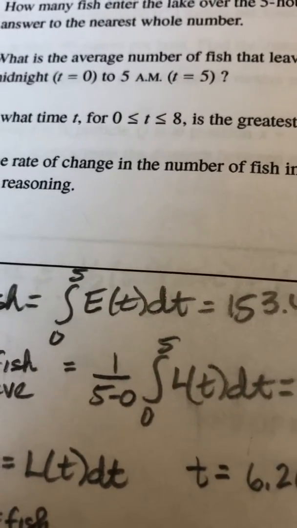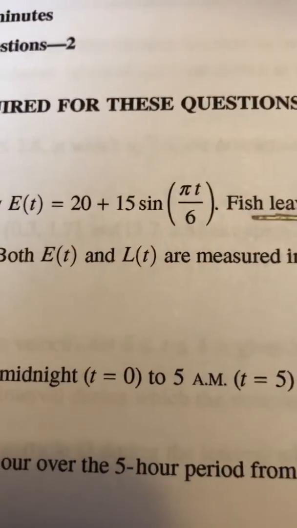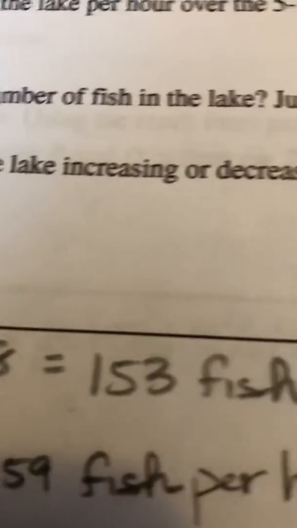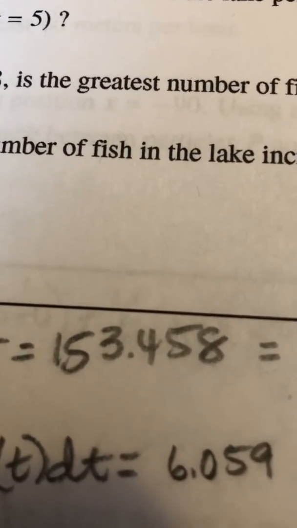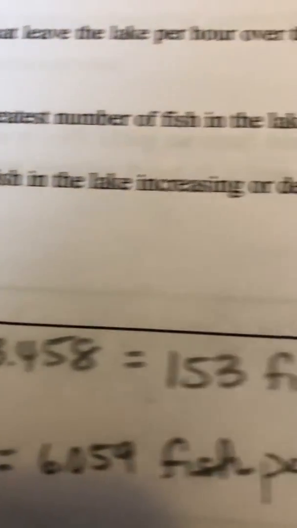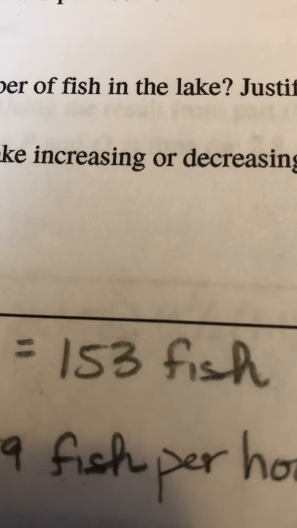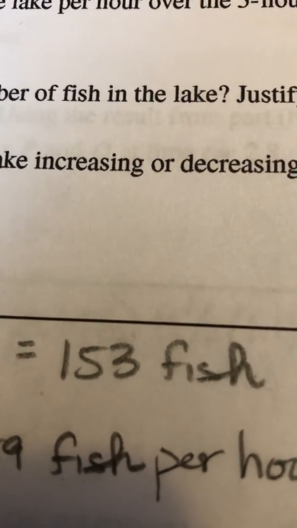From 0 to 5. And this is a pure calculator question. Put it right in your calculator. Put your E of t in y1. Make sure you are in radian mode. And there we go. We have our 153.458 fish, but it says to the nearest whole number. So this is one we have to round, okay? If it didn't say to the nearest whole number, we'd just go 3 decimal places, but we have to round.